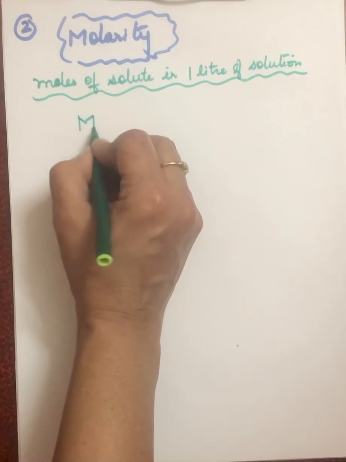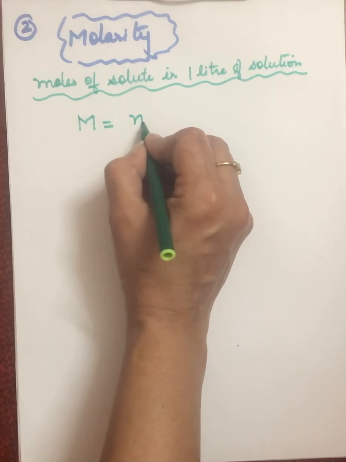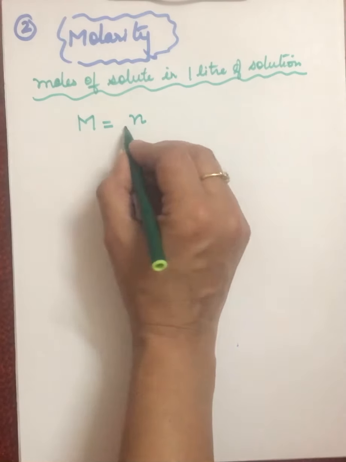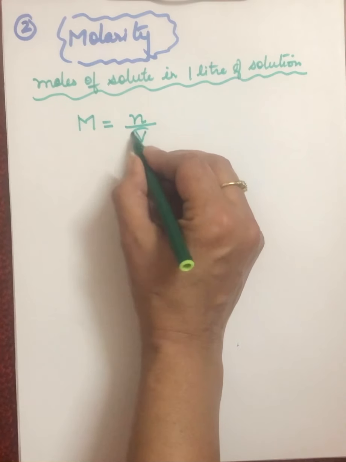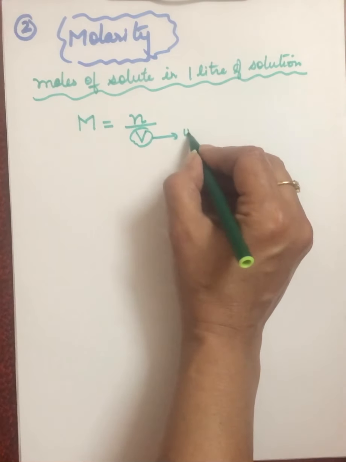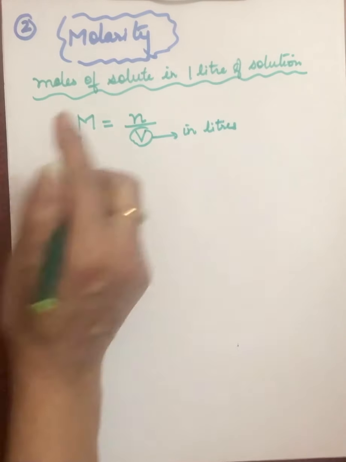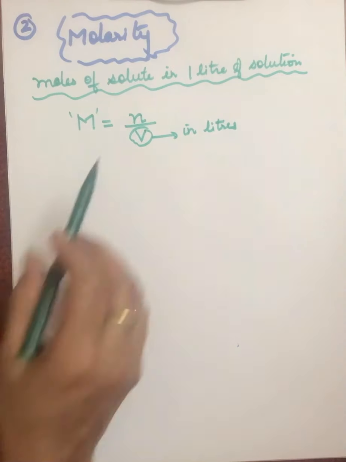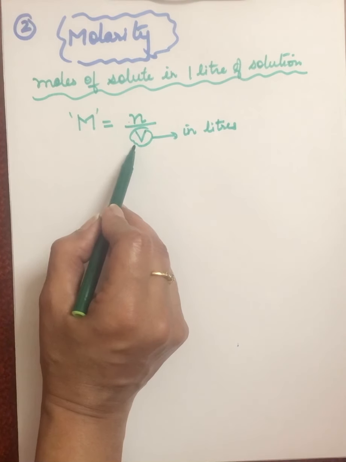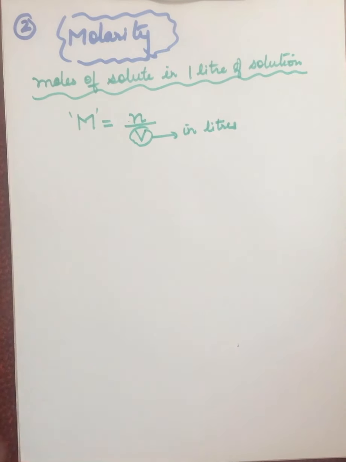So molarity is equal to moles. For moles we use a symbol small n upon volume, but this volume should be in liters. Molarity, the symbol is capital M, is equal to moles of solute upon volume of solution in liters. Let's solve one question now.